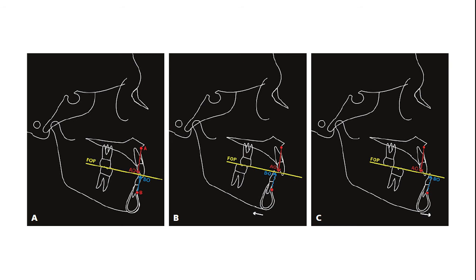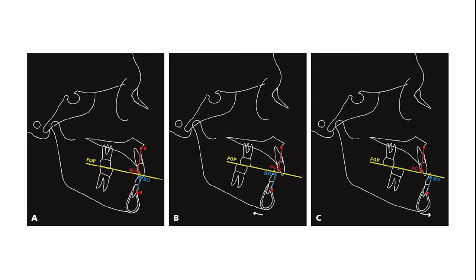The figure shown on the screen shows the effect of a class 2 pattern and the effect of a skeletal class 3 pattern on the width reading. The more the width reading deviates from minus 1 mm in men and 0 mm in women, the greater the extent of the sagittal skeletal discrepancy.